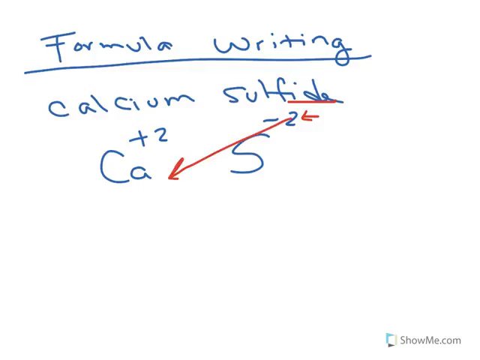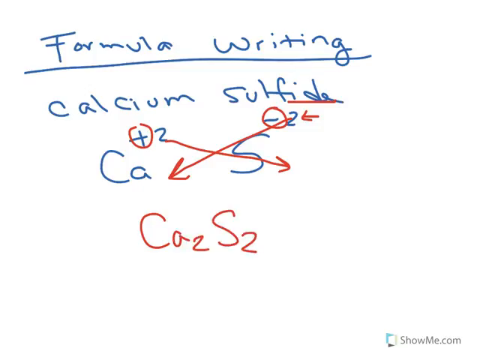Next, what you'll do is crisscross your charges, dropping the positive and negative. You no longer need them. And you'll just write Ca2S2, which can cancel out. You just end up with CaS.